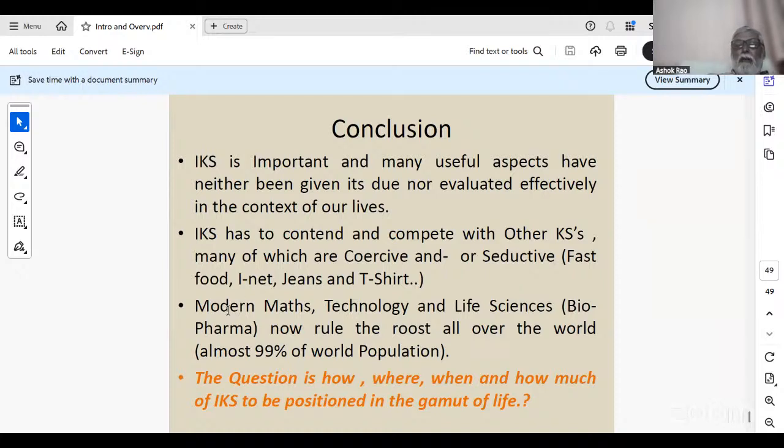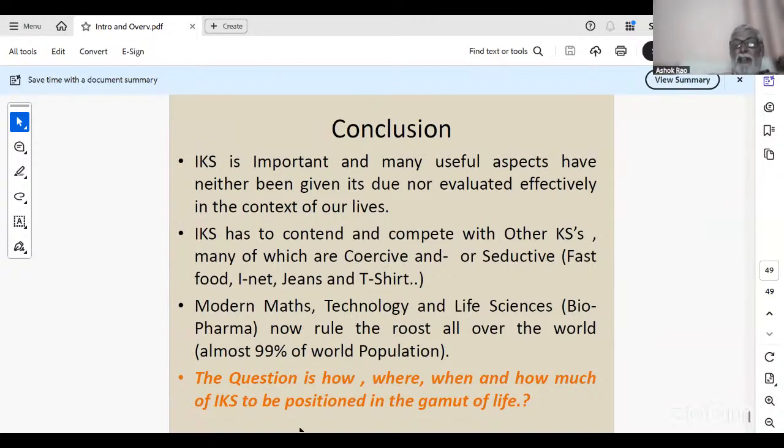Modern mathematics, technology and life science, particularly biological and pharmaceutical, now rule the roost all over the world. Almost 99% of the world population are related to this because yesterday or day before, maybe some of you have taken Dolo in the morning and come to college, or you take paracetamol. Most of you cannot live without your mobile. Most of you use a two-wheeler or a four-wheeler. Everything is centered around technology and life sciences.